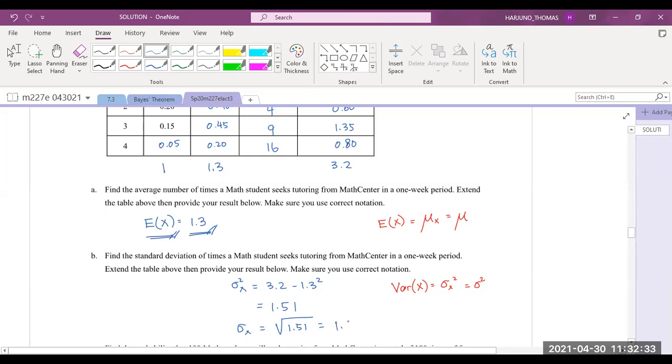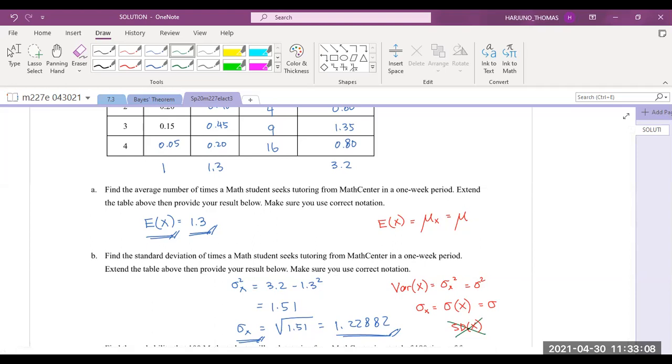That is 1.22882. Okay. By the way, the notation for standard deviation, it's either this guy or this guy. Okay, or simply sigma. SDX is not a widely acceptable notation for standard deviation, so we will not accept that here.